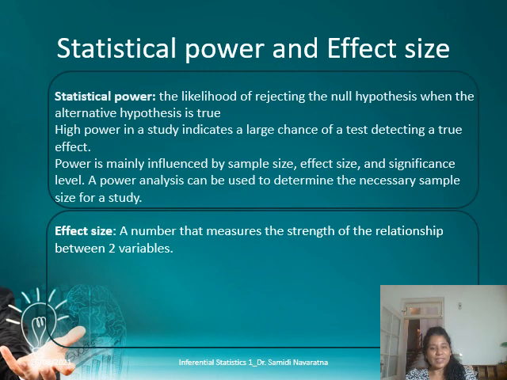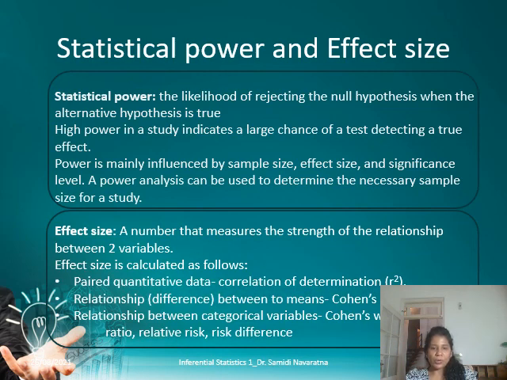So then what is an effect size? It's a number that measures the strength of the relationship between two variables. So how is this effect size calculated? For paired quantitative data, the coefficient of determination is used. For difference between means, Cohen's d, which you don't have to know at all. And for relationship between categorical variables, some of this you may learn later on, the risk ratio, that is relative risk, the risk difference, and odds ratios can be used.